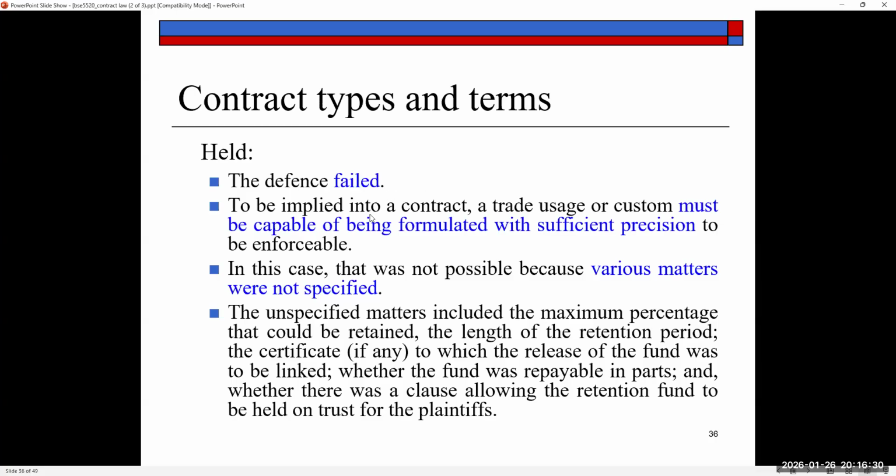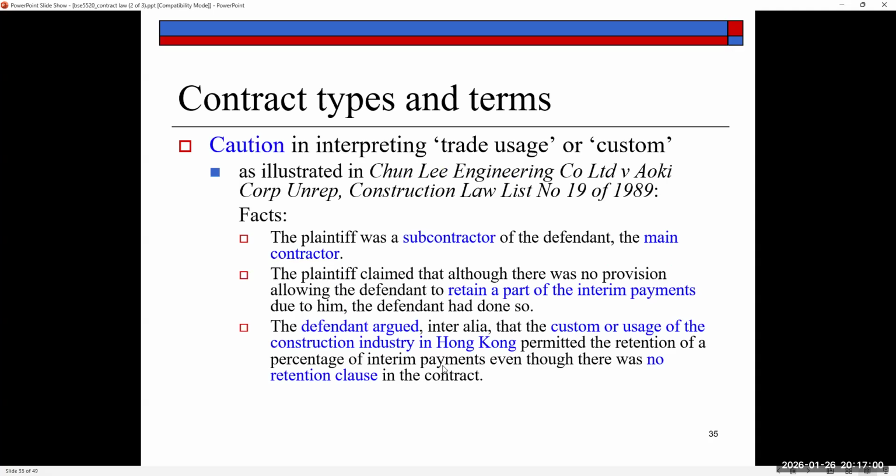So therefore, in order for a trade usage or custom to be effective, to be implied, it must be capable of being formulated with sufficient precision. If it is not precise enough, not clear, with various matters not specified, then it could not be relied upon, as in this case, retaining the payment.